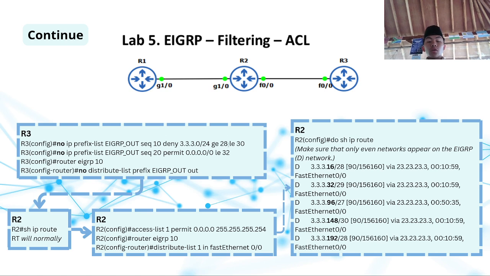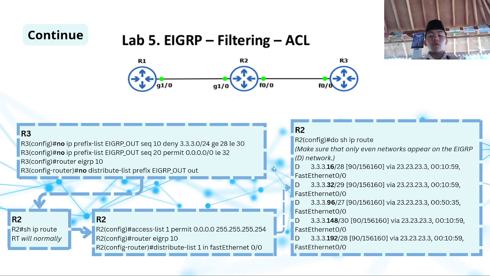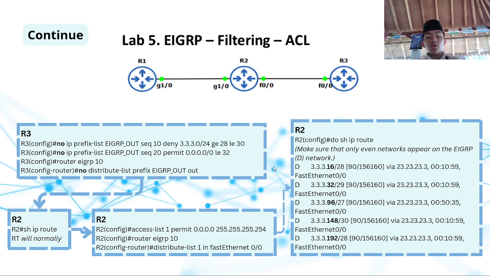First, on router 3 we remove all the configuration, and you just enter the commands no ip prefix-list EIGRP-OUT and the other, and no distribute-list prefix EIGRP-OUT out. So now no filtering is happening on router 3. And step 2 is to configure the ACL on router 2.